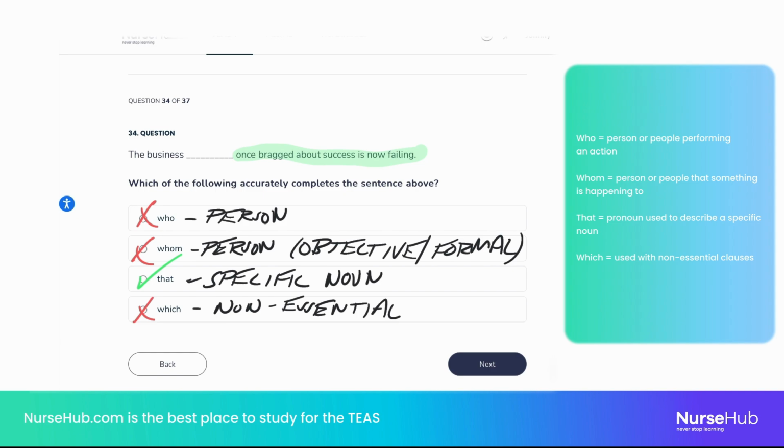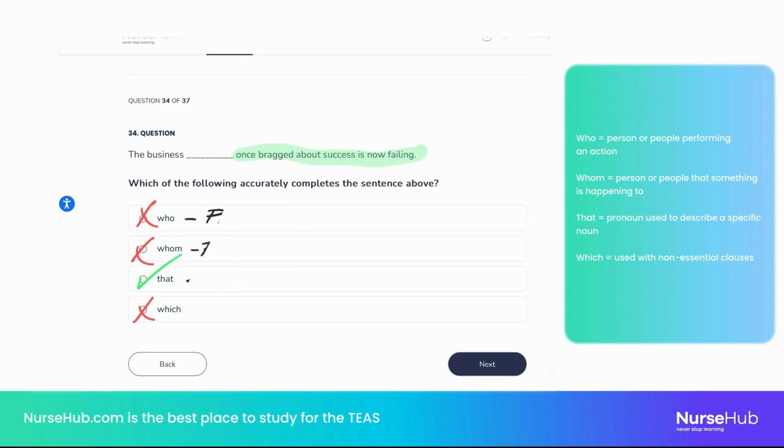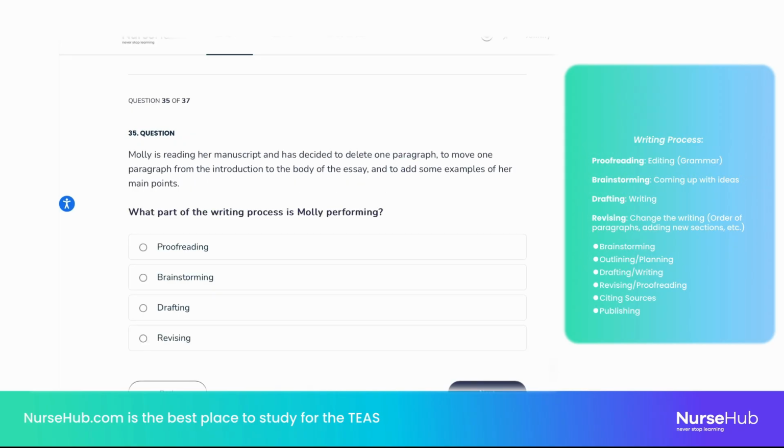Now, of course, if you did not know those rules, you can also just read this out loud to yourself. You might have a really good chance at doing it. But again, studying and knowing the grammar rules, we have full video lessons on that to really give you a helping hand. It's going to be your best case scenario.